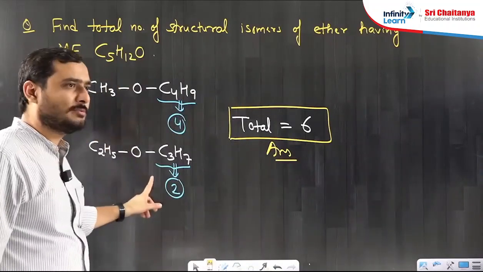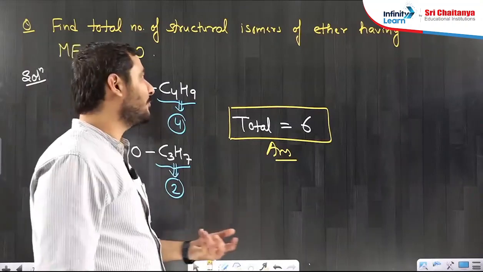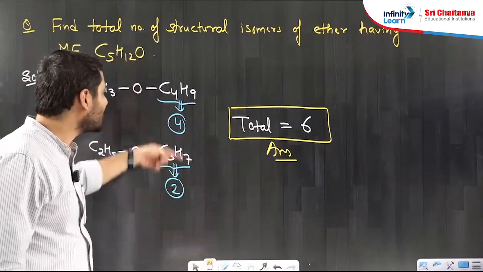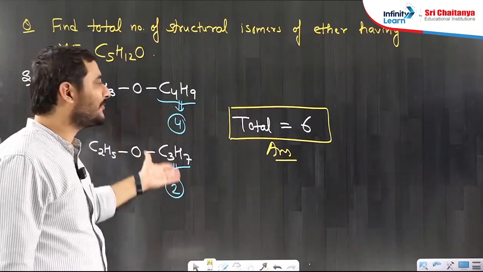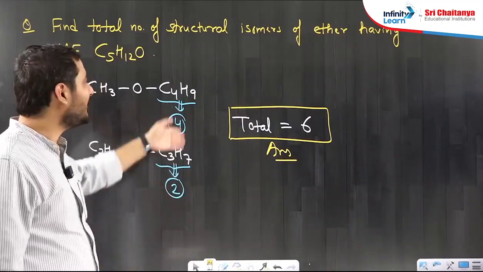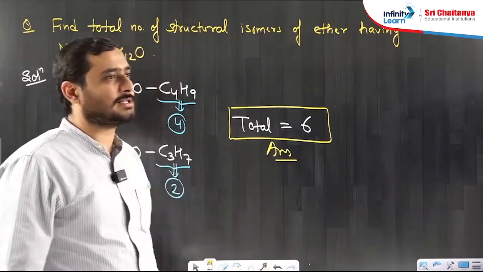Any doubt in this question? Now why are these questions looking like simple questions? Because we know isomers of alkyl. If you do not know isomers of alkyl, then these questions will be very difficult for you, because you have to draw all the possible structures. Then you cannot draw all these possible structures.